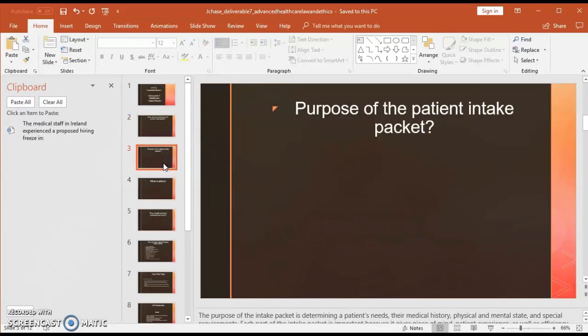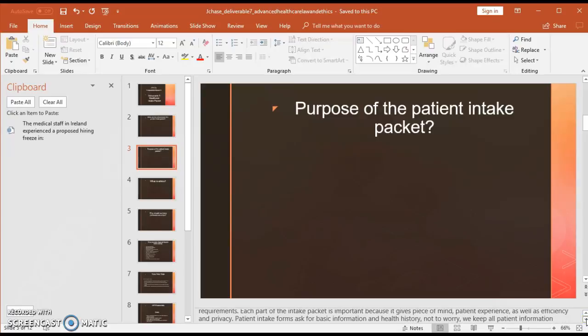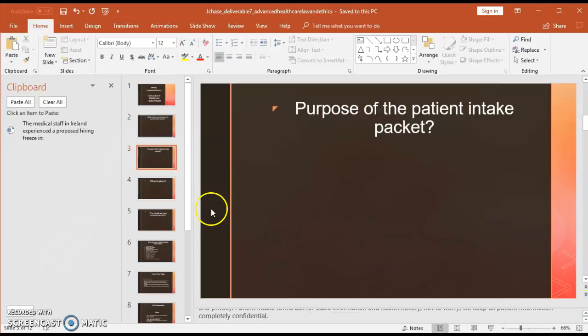What is the purpose of a patient intake packet? The purpose of a patient intake packet is determining a patient's needs, their medical history, physical and mental state, and any special requirements they may need. Each part of the intake packet is important because it gives peace of mind, patient experience, as well as efficiency and privacy. Patient intake forms ask for basic information and health history. Not to worry, we keep all of our patient information completely confidential.